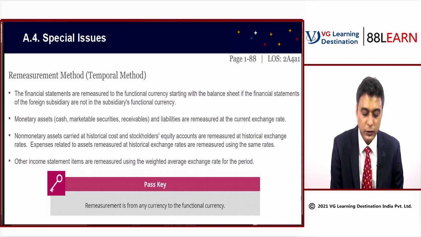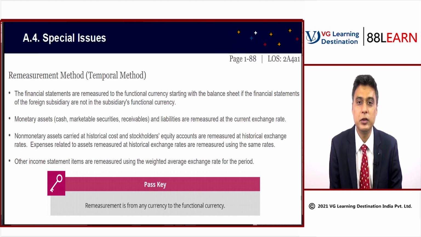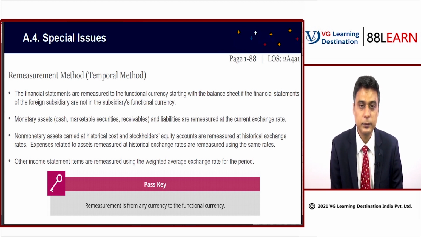If the financials of the foreign subsidiary are not in the subsidiary's functional currency, that means they are in some other currency, they are in the local currency, right? So they are in Ecuadorian currency. They are not in the functional currency because the functional currency of Ecuador is US dollars. So they are not in the functional currency. Therefore, we are using the remeasurement method to convert them from Ecuadorian currency to the functional currency, which is US dollars, right?